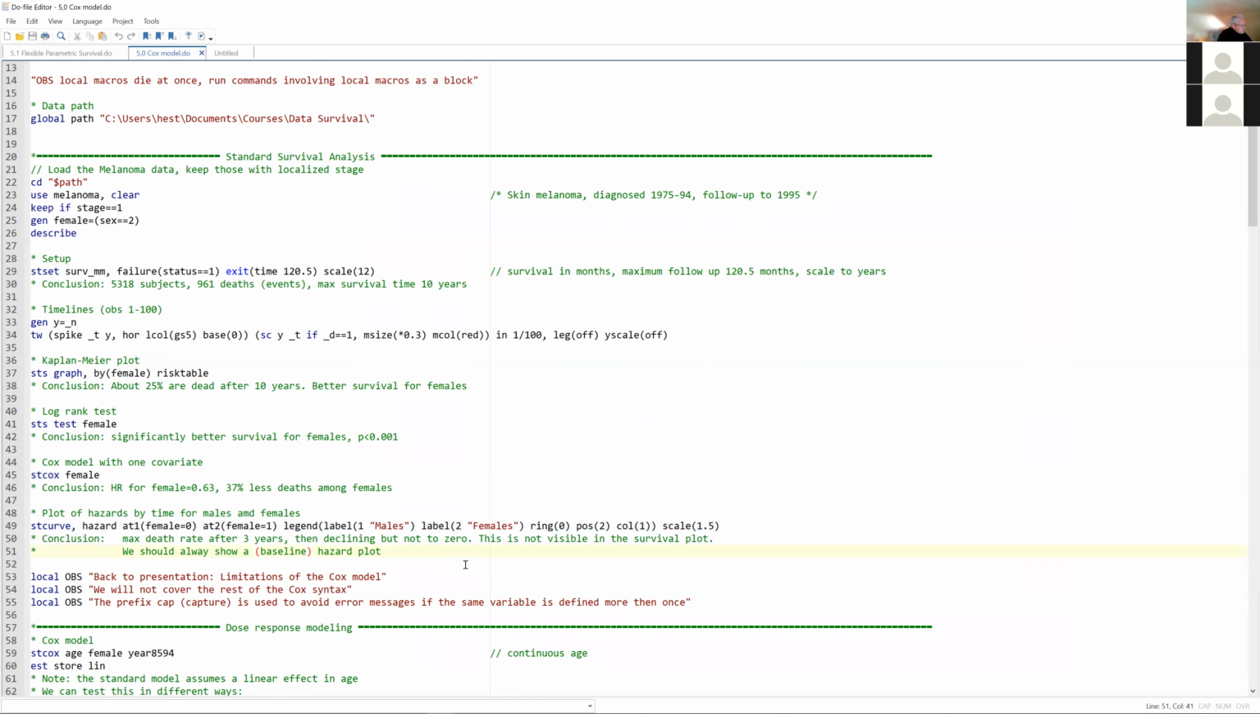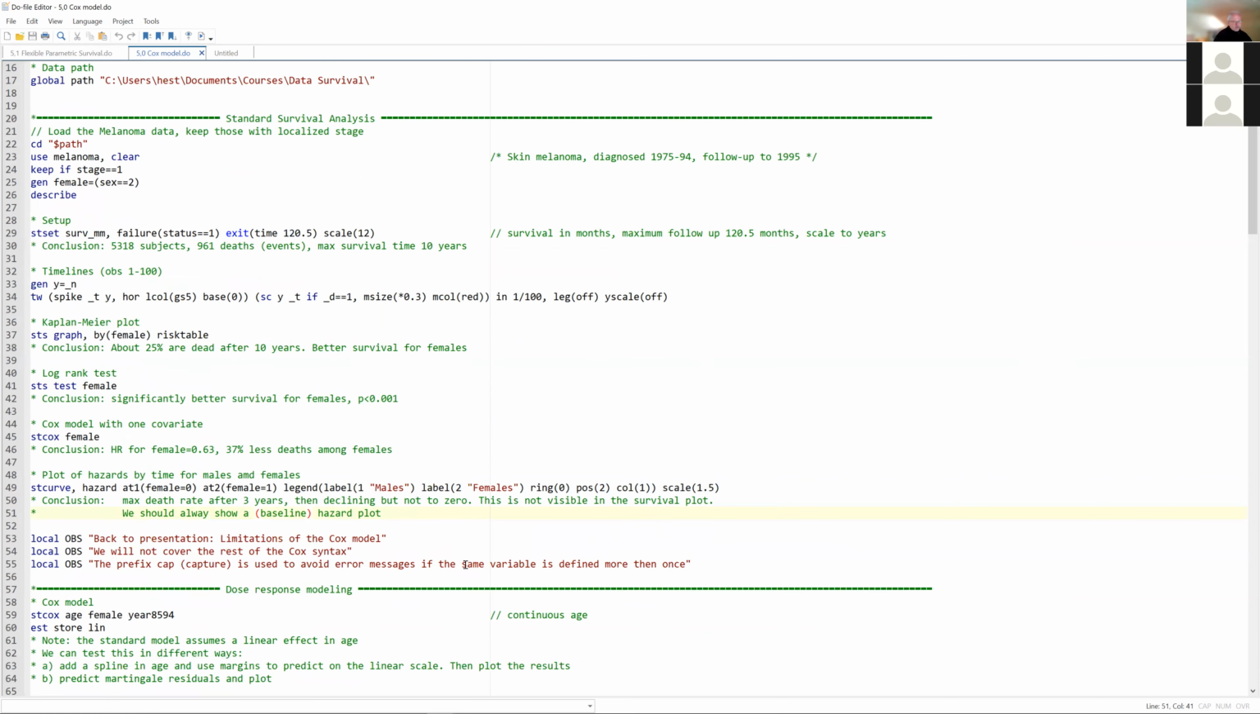So that's the baseline or the hazards plots. You will see a lot of syntax here for the Cox model if you're interested in using that model. But I'm now going back to my presentation, and I'd like to talk about limitations of the Cox model.